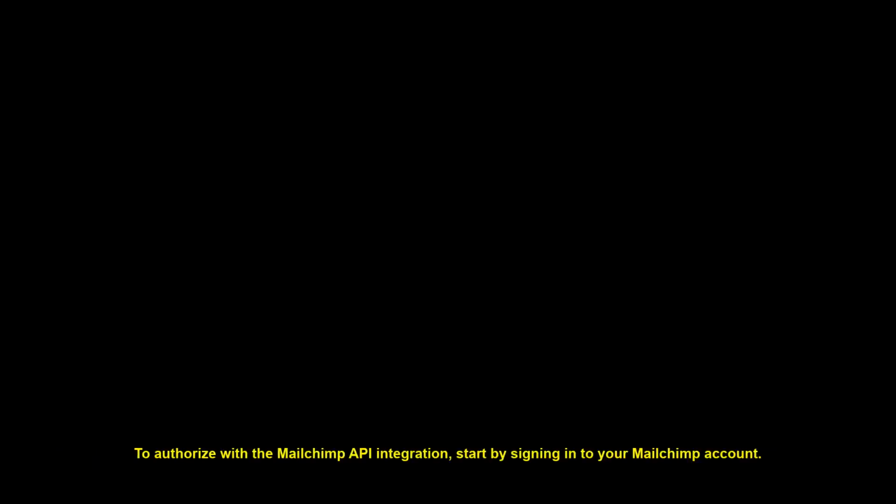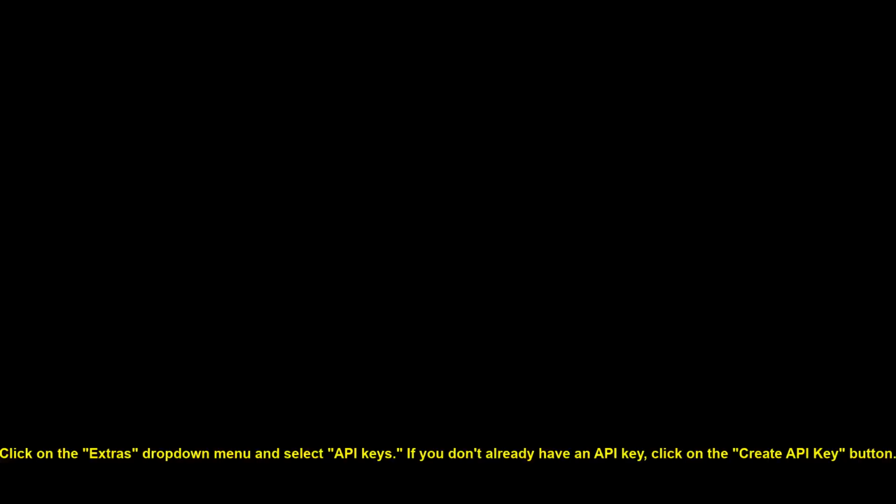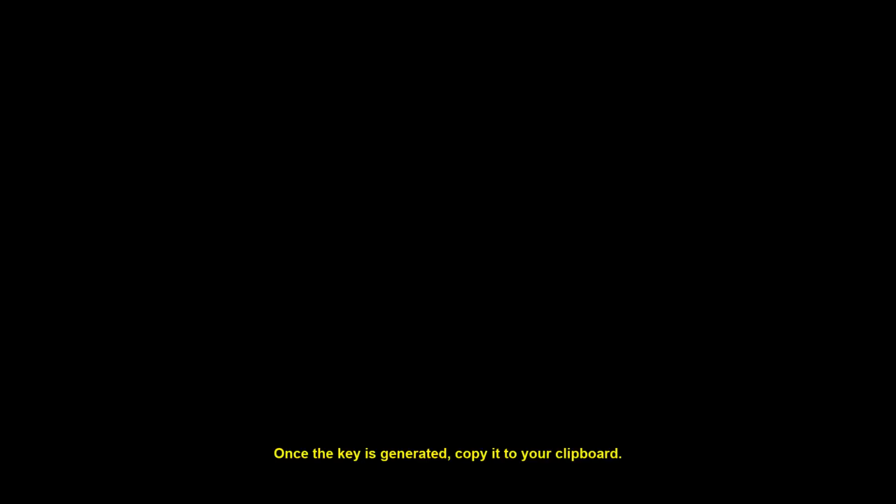To authorize with the Mailchimp API integration, start by signing in to your Mailchimp account. Next, navigate to the API keys section located under your account settings. Click on the Extras drop-down menu and select API keys. If you don't already have an API key, click on the Create API Key button. Once the key is generated, copy it to your clipboard.